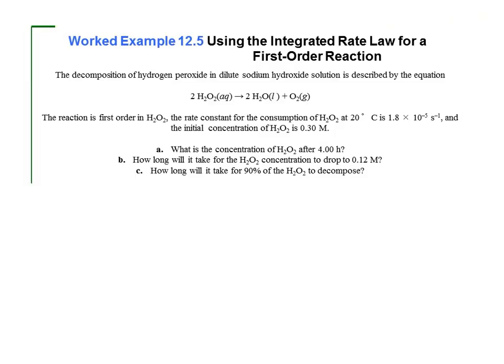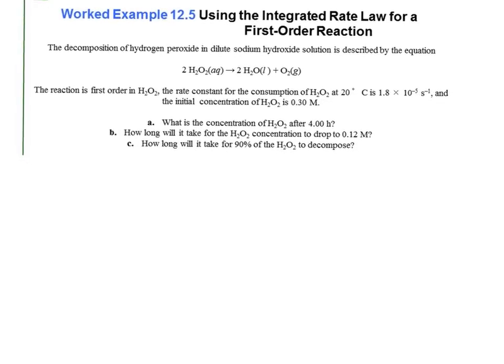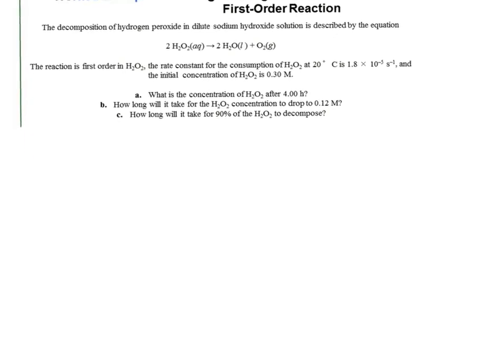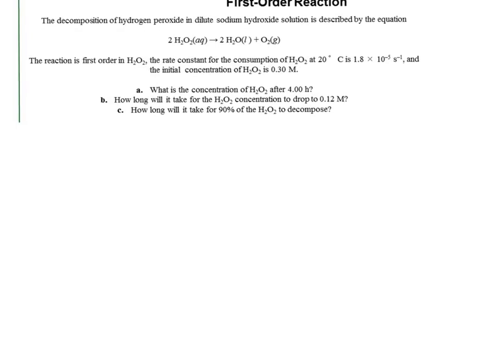Continuing our warp speed journey, let's take a look at some problems that we're going to have to solve using our integrated rate law for a first-order reaction. The great thing about the integrated rate laws is they're plug and chug. The decomposition of hydrogen peroxide in a dilute solution of sodium hydroxide is described by the equation as shown. The reaction is first order in hydrogen peroxide. The rate constant is shown, and the initial concentration is shown. What is the concentration of hydrogen peroxide after 4 hours?